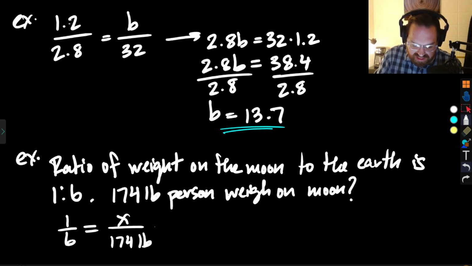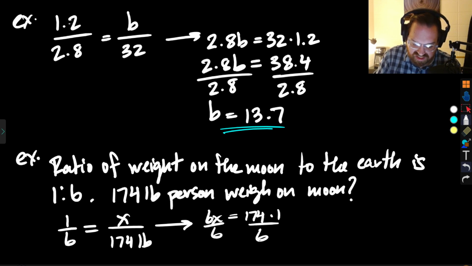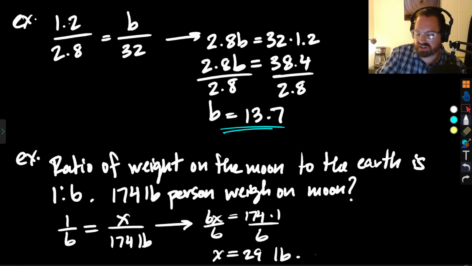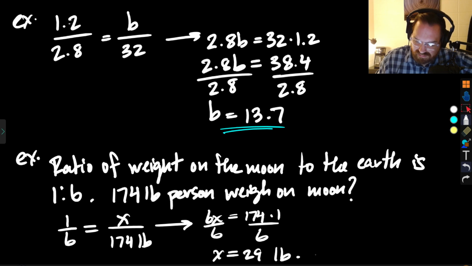And so what we can do is go ahead and follow the process that we did above and work through this. So this is going to be 6 times x is equal to 174 times 1, just 174. Divide through both sides by 6, and what we're going to end up with is x is equal to 29. And this is going to be in terms of pounds. So a person who weighs 174 pounds on the Earth should weigh 29 pounds on the moon. There you go. Good weight loss program. Just go to the moon.